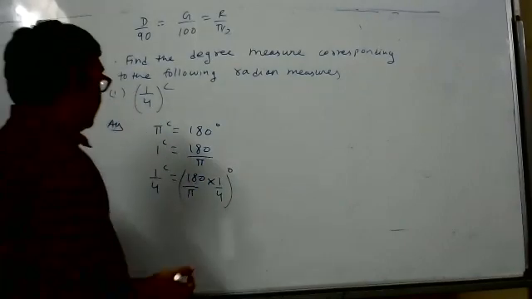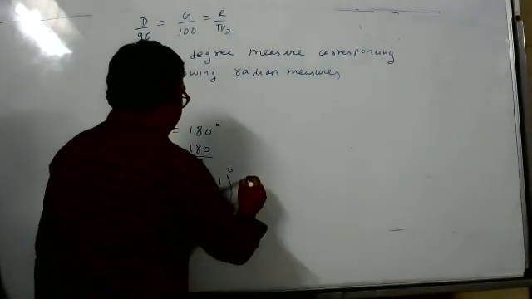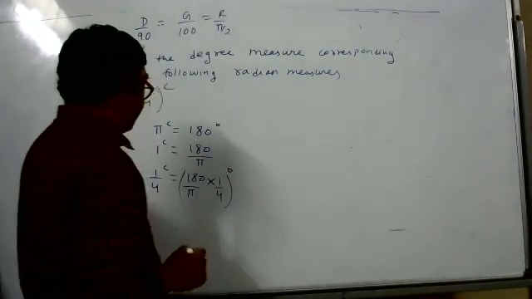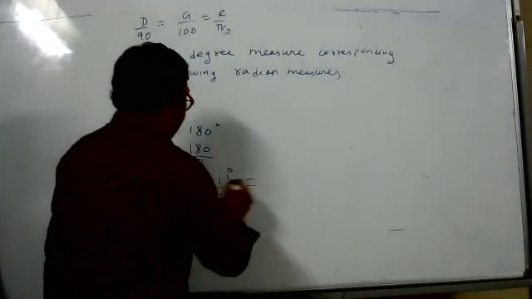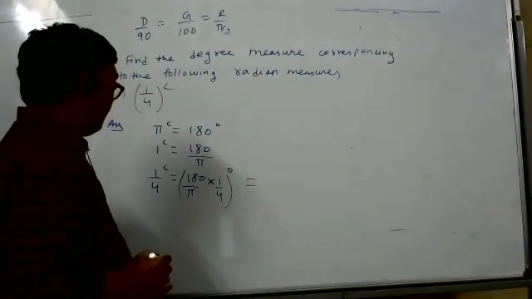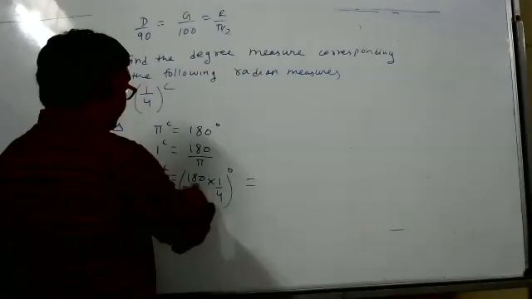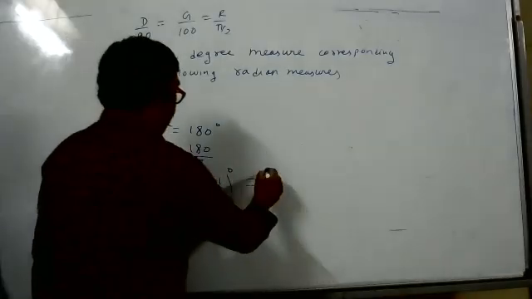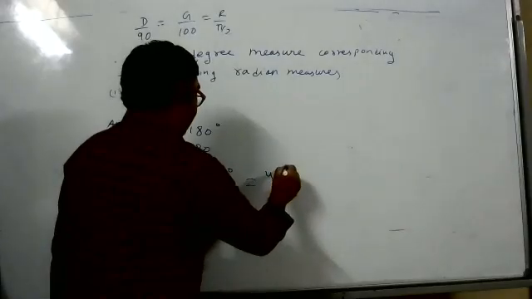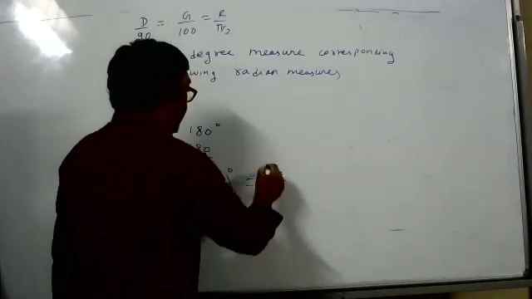So what happens now? The answer will come. How much? Any idea? Sir, is it 14.3? Wait, divide by 4. So it will come 45 by pi degree.